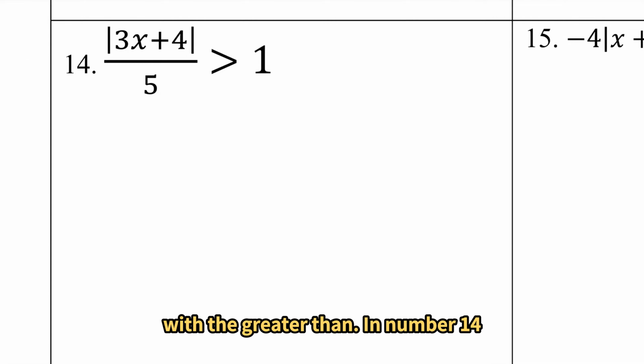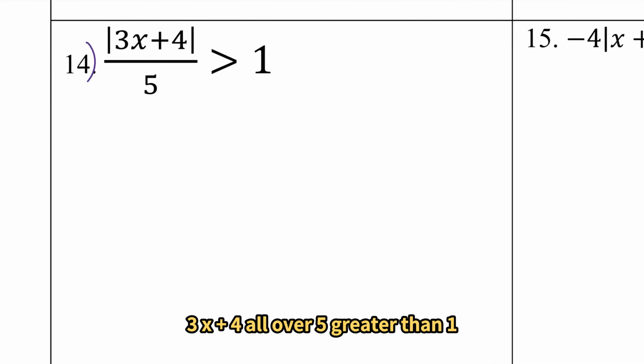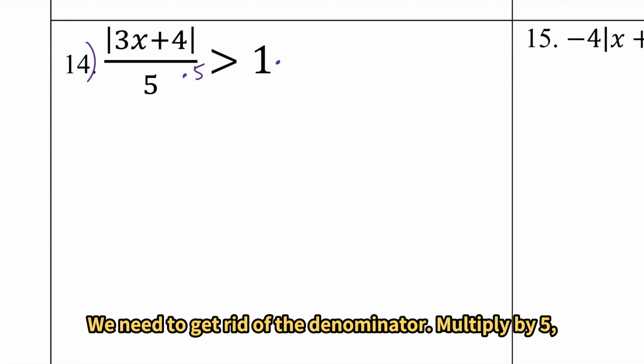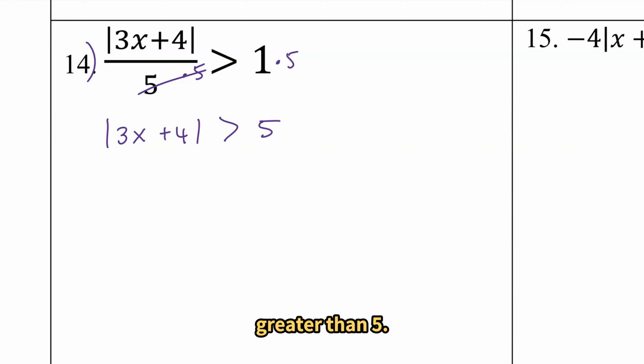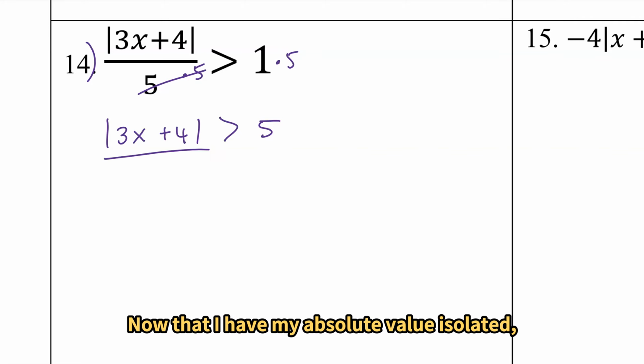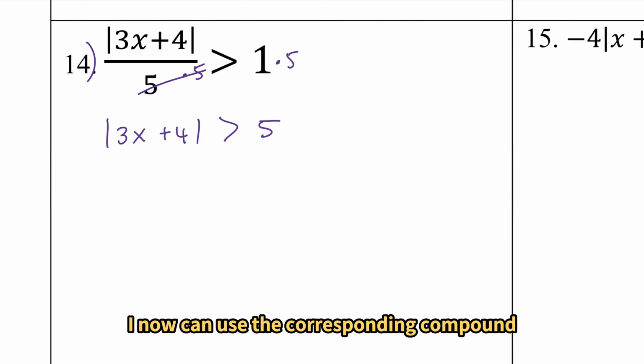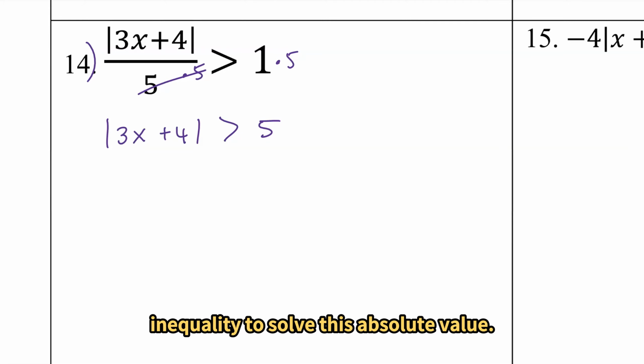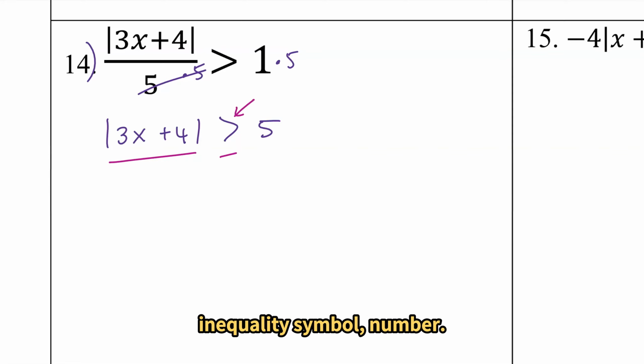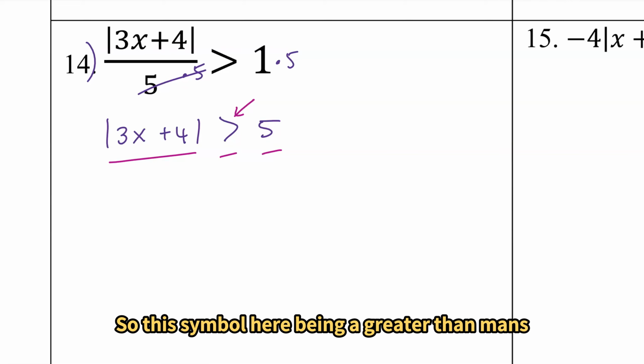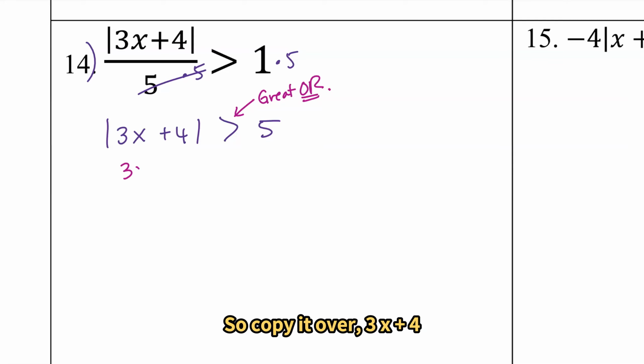I've got two more quick examples for us with the greater than. In number 14, we've got a fraction, absolute value 3x plus 4, all over 5, greater than 1. Whenever we've got fractions, we need to get rid of the denominator. Multiply by 5, we get absolute value 3x plus 4, greater than 5. Now that I have my absolute value isolated, I now can use the corresponding compound inequality to solve this absolute value. I notice I have absolute value, inequality symbol, number. So this symbol here being a greater than means I'm looking at an OR inequality.